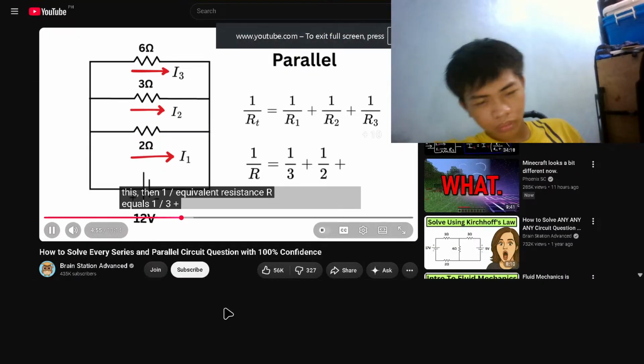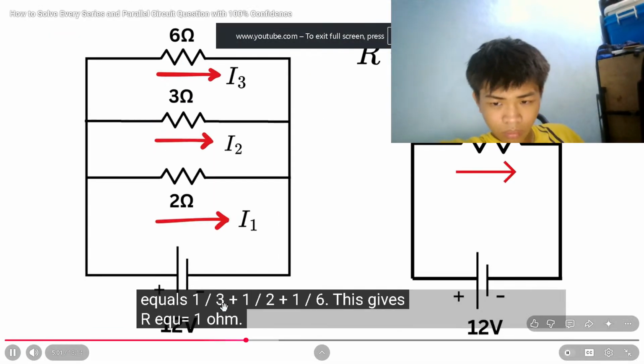1 over 3 plus 1 over 2 plus 1 over 6. This gives R equals 1 ohm. So what will be the value of this current?